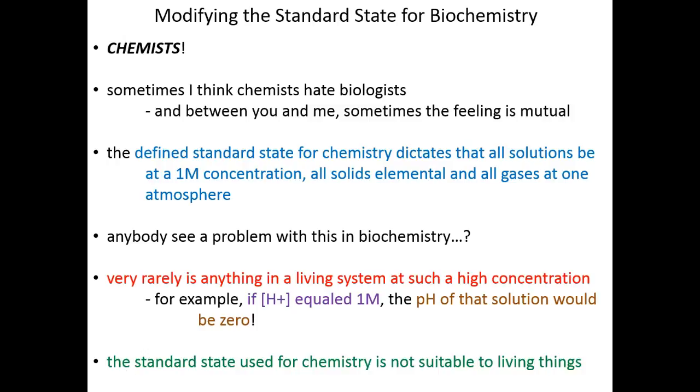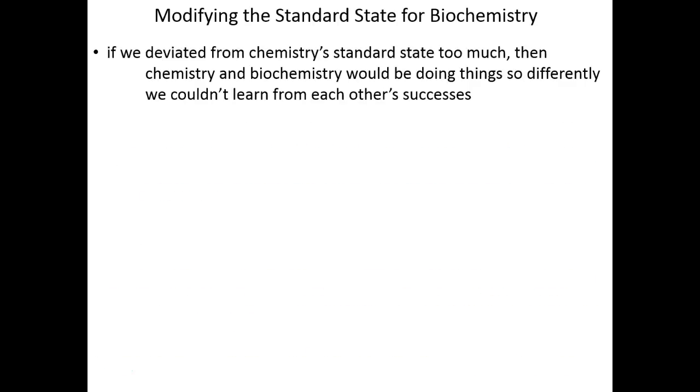So these standard states that chemistry has decided upon really don't do it for us. They are not suitable to living things. So, we're scientists, right? We can do what we want. We define our own standard state, a standard state for the life sciences. Now, to be fair, the chemistry standard state has been around for a long, long time, and a lot of very foundational research has been done using these standard states. So if we deviated from that too much, if we got a little too greedy and full of ourselves, then chemistry and biochemistry would be doing their experiments so differently we couldn't even really learn much from each other.